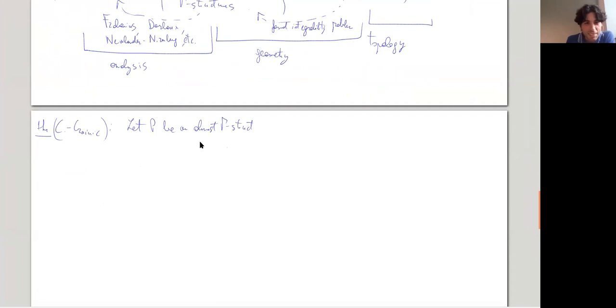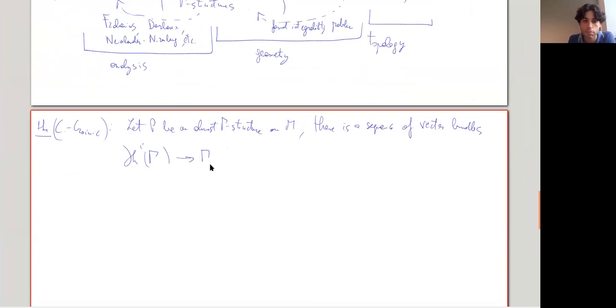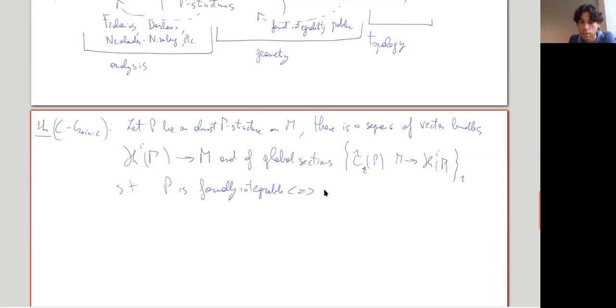So I was saying, let P be an almost gamma structure on M. Then there is a sequence of vector bundles, which I denote by curly H^i of gamma over M, and of global sections tau_i(P) of these vector bundles, such that P is formally integrable if and only if all these tau_i are zero.